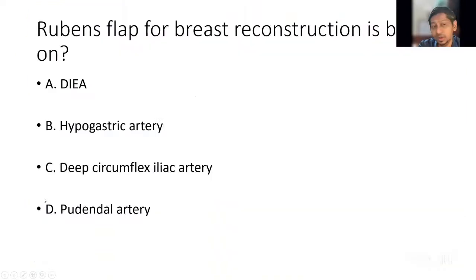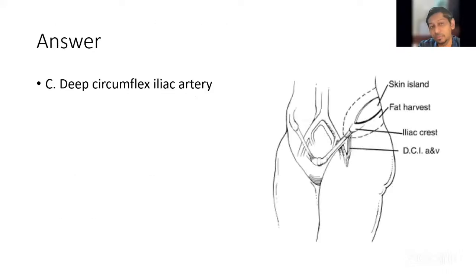Okay. Rubens flap for breast reconstruction is based on deep inferior epigastric, hypogastric, deep circumflex iliac or pudendal artery. So again, this is a very fact-based question, a little bit on the difficult side. So remember, Rubens flap is basically based on the deep circumflex iliac artery. The deep circumflex iliac artery usually arises just anterior to the anterior superior iliac spine. So just above the anterior superior iliac spine.